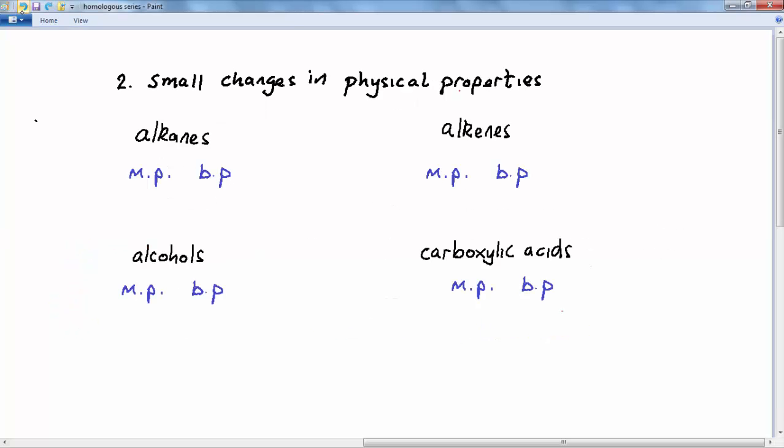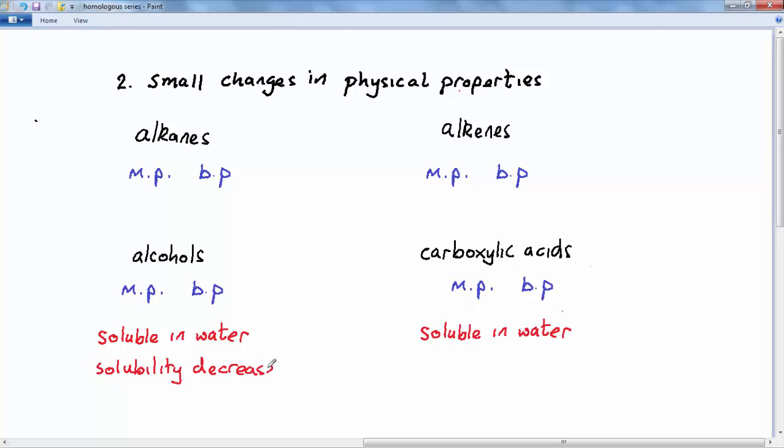Okay, and another physical property which we can address is the solubility of the alcohols and the carboxylic acids. These are soluble in water. At least we're talking about the first four members in the group. And this solubility is due to the presence of the hydroxyl and the carboxyl functional groups. That helps them to dissolve in water. And we can also note that their solubility decreases with chain length.